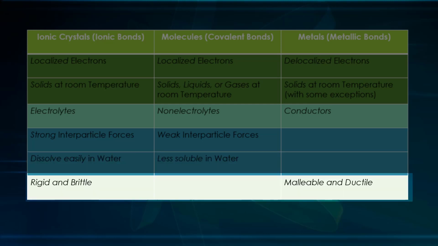Ionic crystals are considered to be rigid and metals are considered to be malleable and ductile. This is easily explained due to the difference in the electrons for these types of crystalline structures. Ionic crystals have localized electrons, electrons that are held in place within the ionic crystal, whereas the metals have delocalized mobile electrons that are free to move about and reorganize.